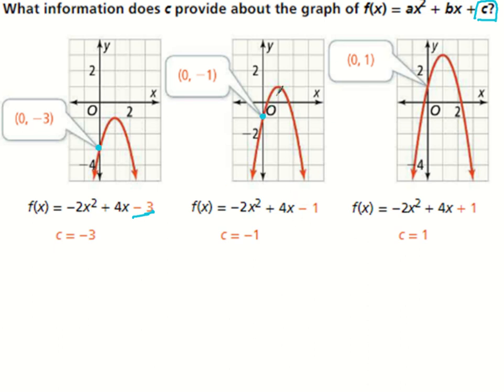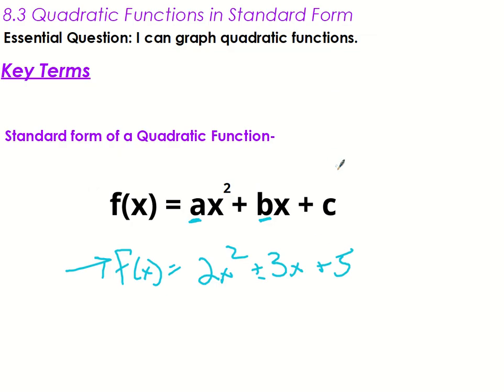Because this is the graph of this function, the C is -1 because it crosses the y-axis at -1. +1 here because it crosses the y-axis at +1. And then -3 because it crosses the y-axis at -3. So the first thing we need to know is C provides us the y-intercept. That's one piece of information from standard form. You could even write down y-intercept for C in your key terms and draw an arrow there.